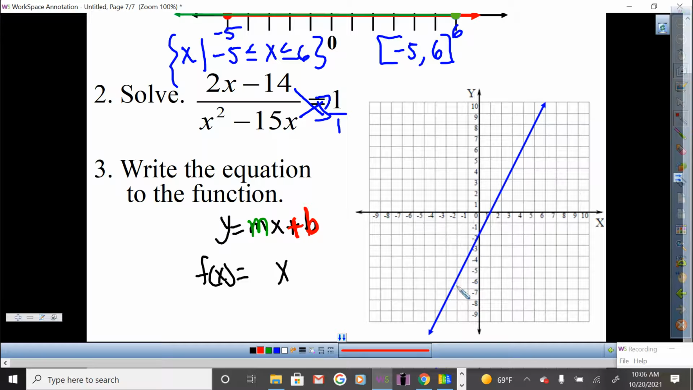Alright, let's see. How about Jessica? Where does it cross? Yeah, at -2, so that goes right here at the end. -2, okay. And how do we find the slope of any line? Any line. Tell your neighbor, how do we find the slope of any line?